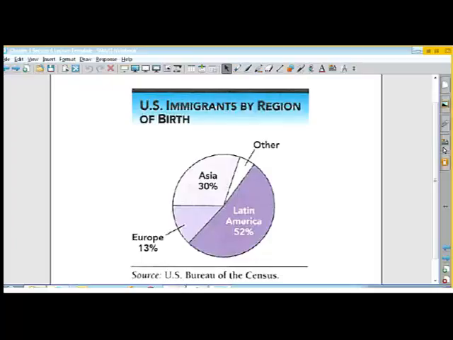And if you add those all up, you can actually figure out what the other would be. What percentage is other? Anybody figure that out? Do a little math in your head. What's that? 5%, yeah. So the other is 5%.